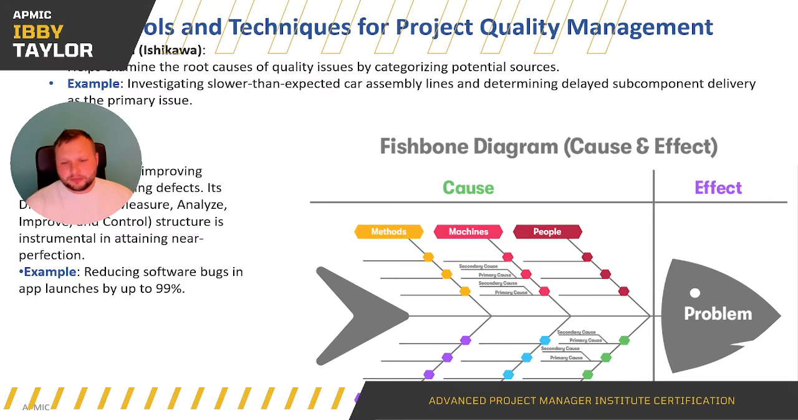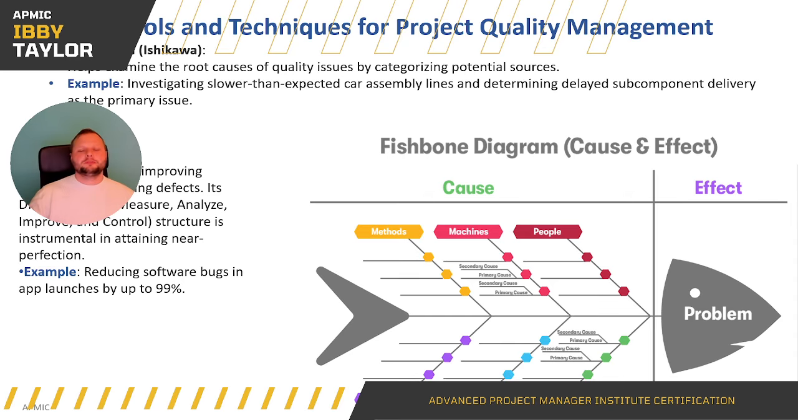So tools and techniques for quality management. I do like these ones. So you've got the fishbone diagram, which is a really good one. It helps you get to the bottom of a root cause, because sometimes it can be difficult to know exactly where your problems stem from. So you can see in the bottom right there is a fishbone.